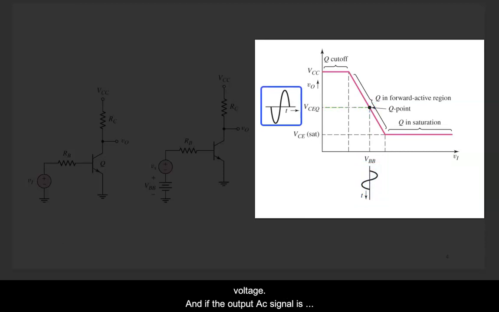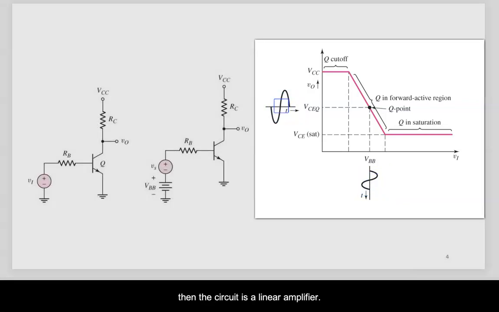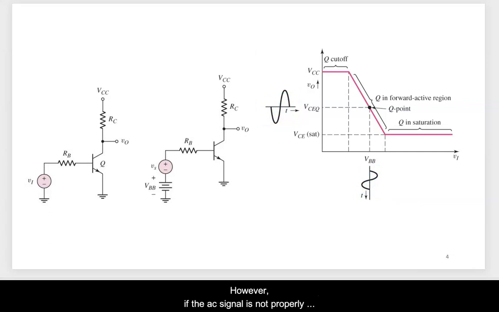And if the output AC signal is directly proportional to and larger than the input AC signal, then the signal is amplified and the circuit is a linear amplifier. However, if the AC signal is not properly biased or the Q point is near to the cutoff or saturation regions, the AC output voltage does not change with the change of the input voltage. So, the circuit is no longer a linear amplifier.